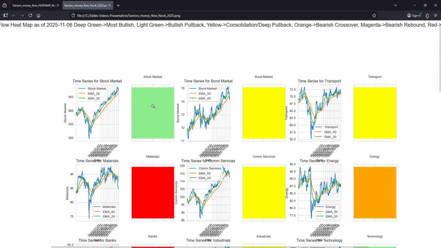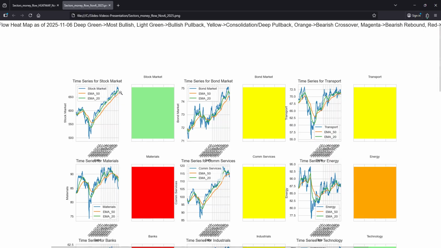So you can see the stock market is light green, and the bond market is yellow. From our interpretation, what do we know? If it is light green, we had a healthy pullback to the 20 EMA. If it is yellow, we have a deep pullback to the 50 EMA, but we are still bullish because the moving averages are doing fine. It is only the price that broke through the 2 levels.